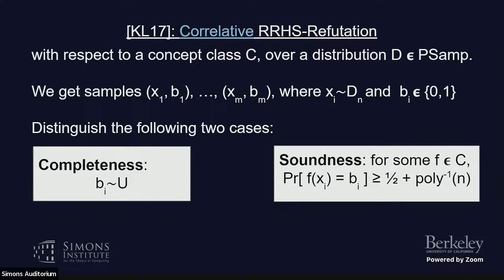Here, are we still assuming all the xi's are independent and the labels are independent? Or could they just adversarially pick which bi's are going to equal the label? It's everything's independent.